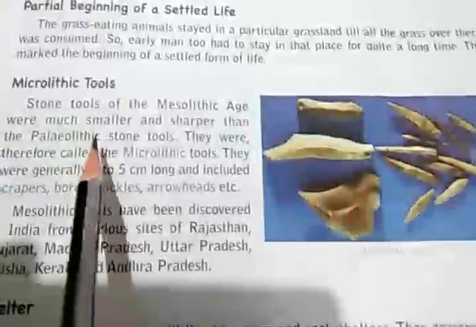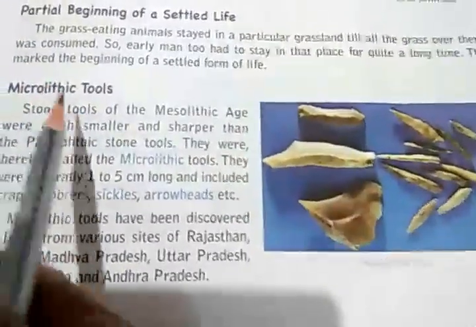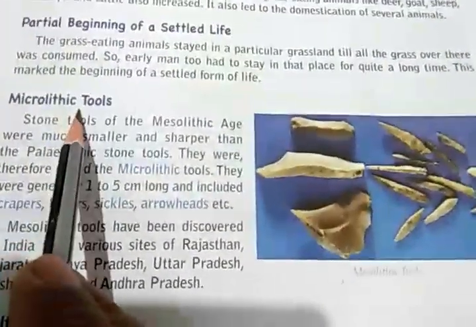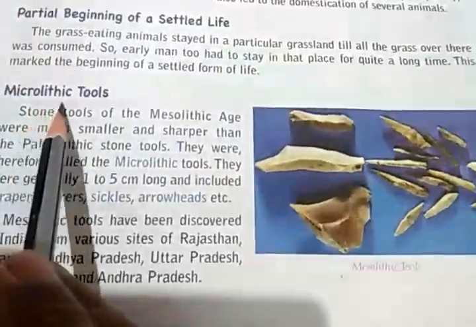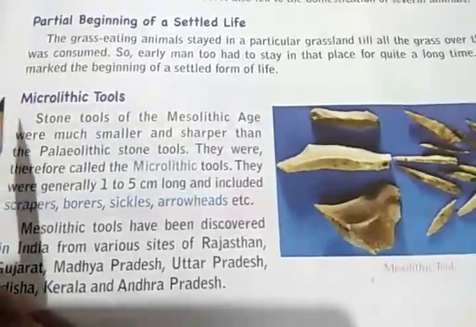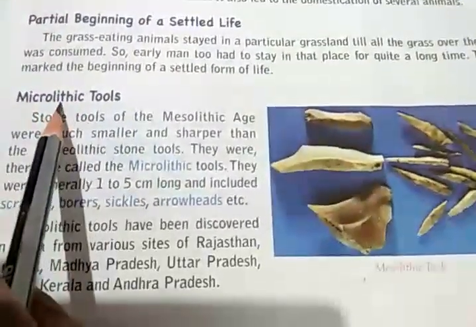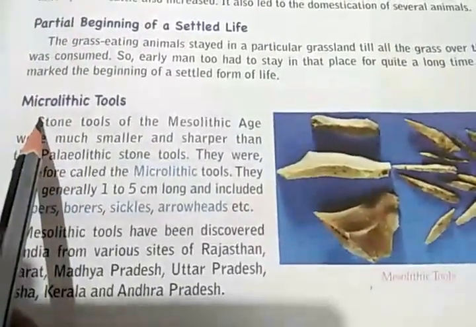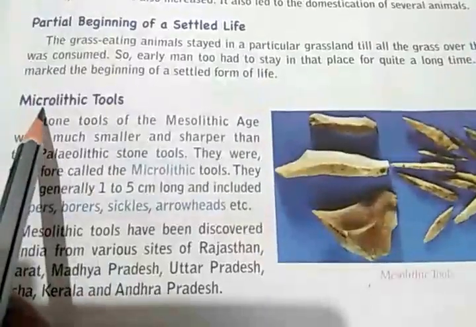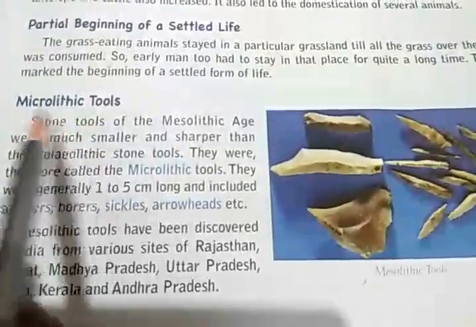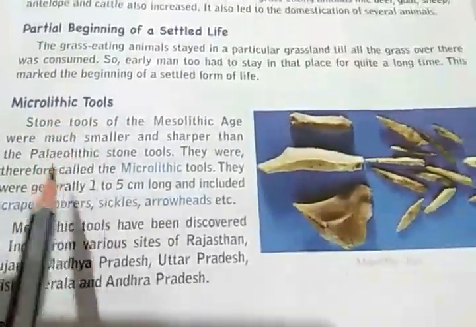Then today we will discuss microlithic tools. This microlithic consists of two words, micro and lithic. You know the meaning of lithic? Lithic means stone. You have studied Paleolithic, Mesolithic. So lithic means stone. Then what does micro mean? Micro means small. Small stone tools. Did you understand what microlithic tools are? Small stone tools.